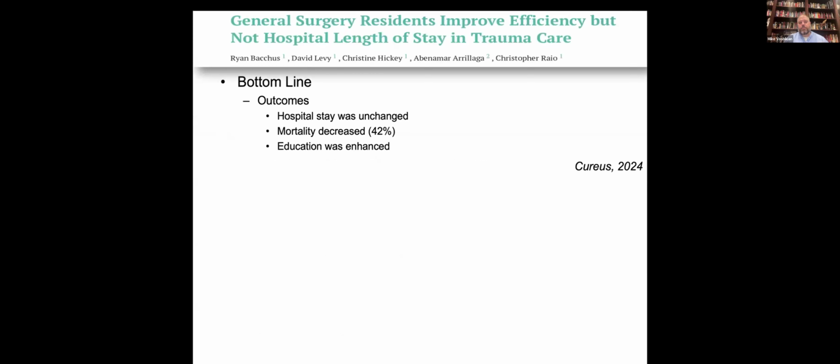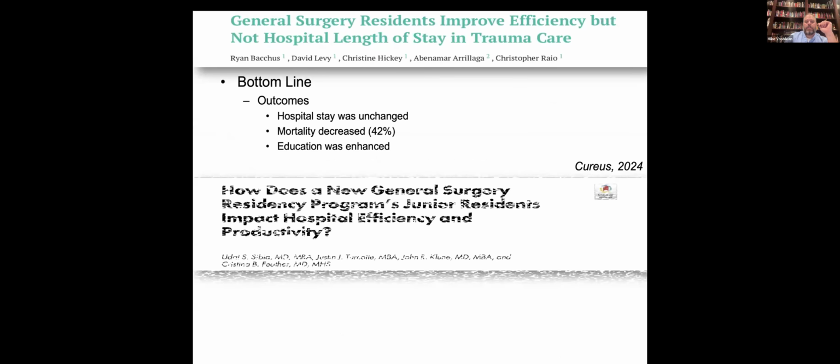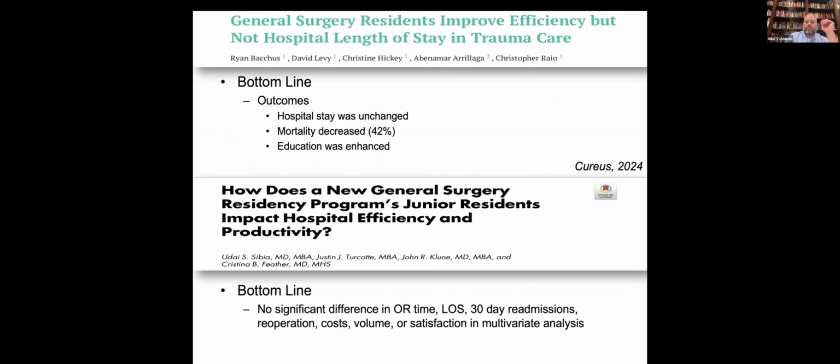Other studies have shown the same thing, not to beat a dead horse, but this one showed hospital stay was unchanged, but mortality was down 42%, and the educational profile of the hospital increased, right? How does a new program impact efficiency? No significant change in time in the OR, length of stay, 30-day readmissions, everything was about the same. The reason I put all these studies in here is because you can basically find any study to support it.